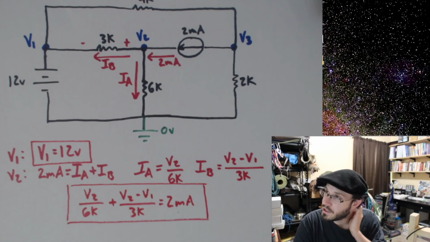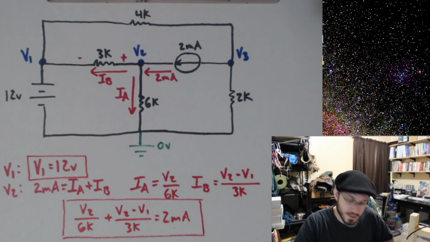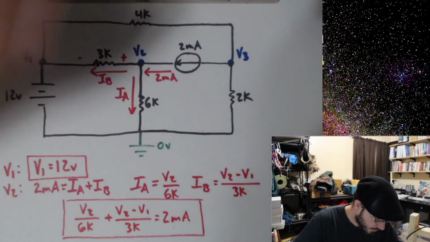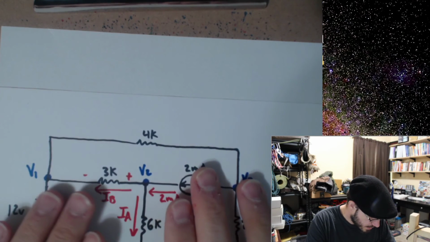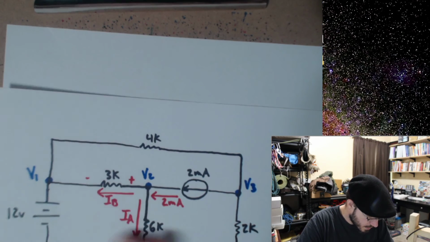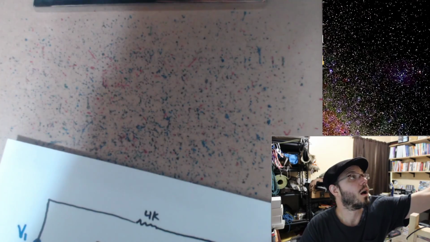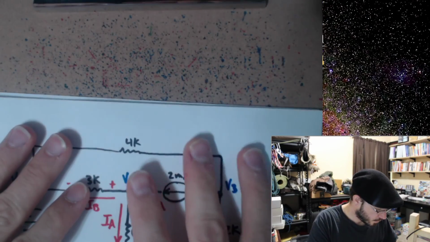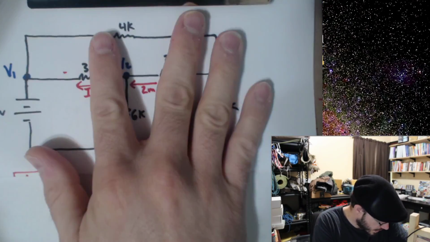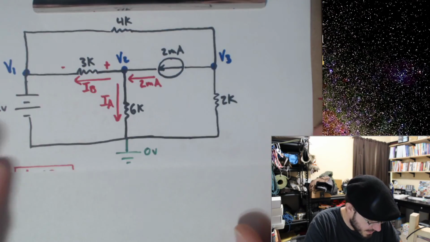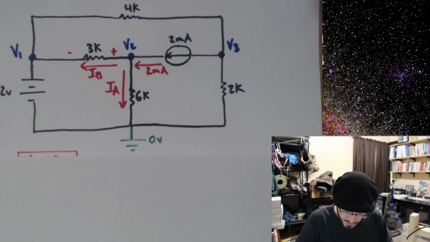Okay, so I got 2 equations. I got one left to write. Let me go ahead and split up my board just a little bit for writing out this third equation so we can all see everything at the same time. Okay, let's go ahead and write out that third equation.